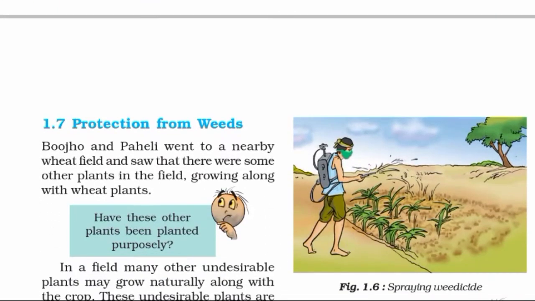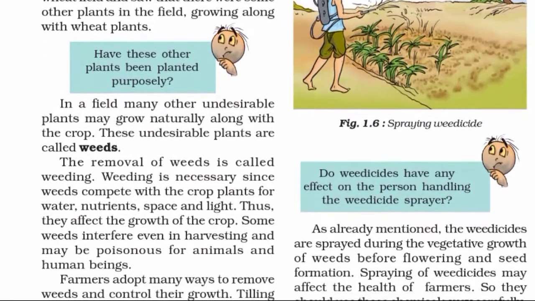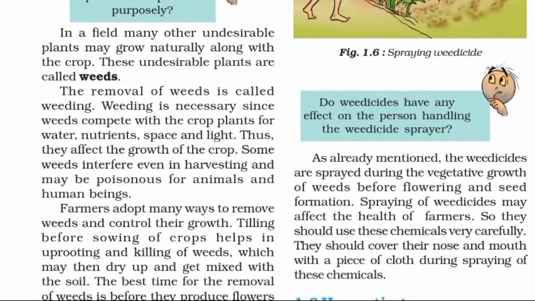Page 10. 1.7 Protection from weeds. Bujo and Paheli went to a nearby wheat field and saw that there were some other plants growing along with wheat fields. Bujo wondered, have these other plants been planted purposely? In a field, many other undesirable plants may grow naturally along with the crop. These undesirable plants are called weeds. The removal of weeds is called weeding.